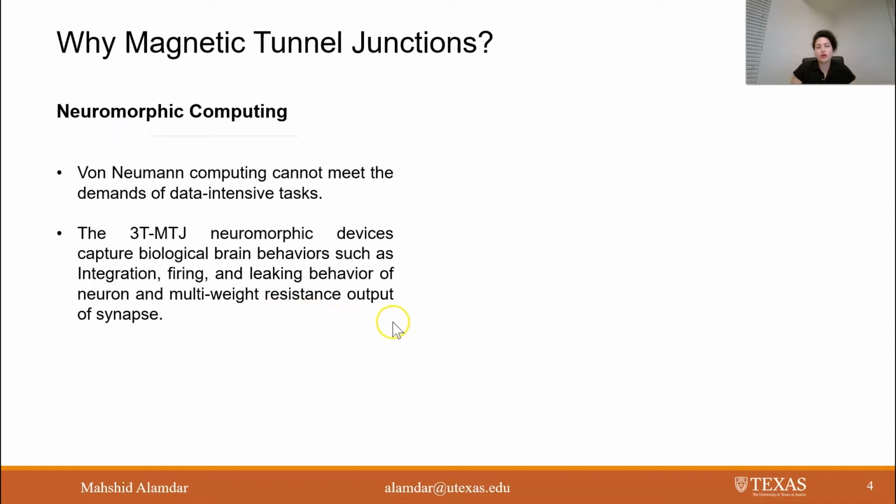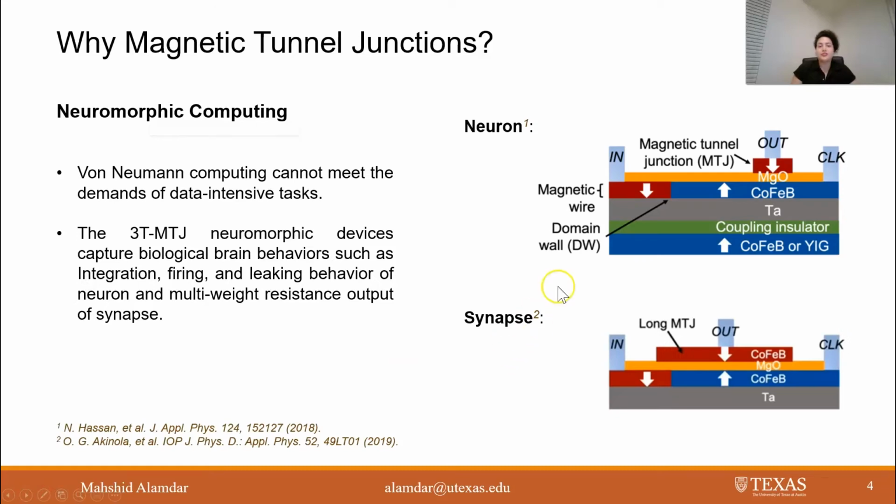Our group is working on modeling, building, and measuring three-terminal magnetic tunnel junction neurons and synapses, capturing biological brain behaviors such as integration, firing, and leaking behavior of neuron, and multivariate resistance output of synapse. The emerging three-terminal MTJ neuromorphic devices could eventually be used to build neuromorphic computers and will have broad impact in the future of computing and all areas of big data.